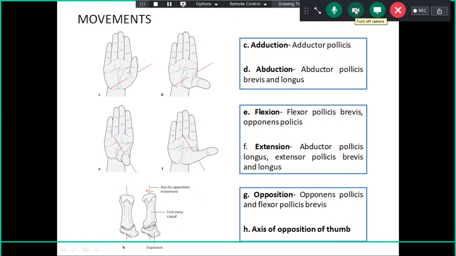This is how the thumb is adducted and this is how it is abducted. Firstly, if I have to talk about flexion, for flexion, keep your hand like this. For flexion, the ventral surfaces come closer. It is not like this. This is not flexion. The ventral surfaces approximate, this is flexion.